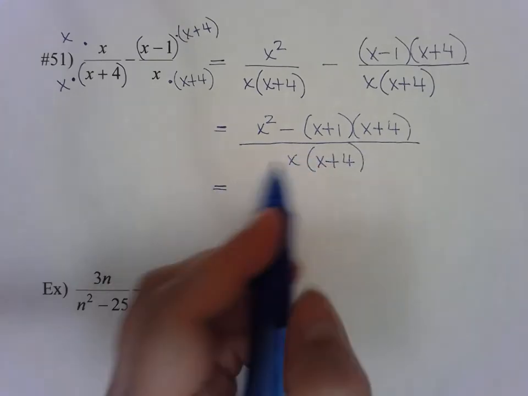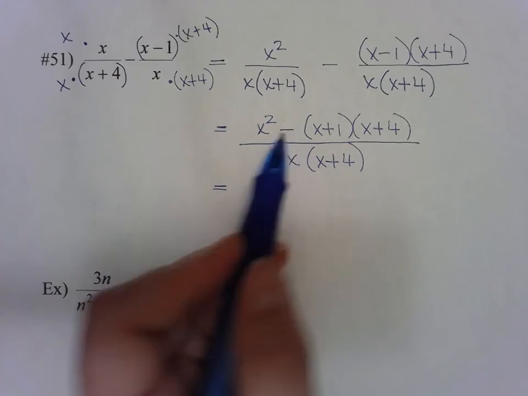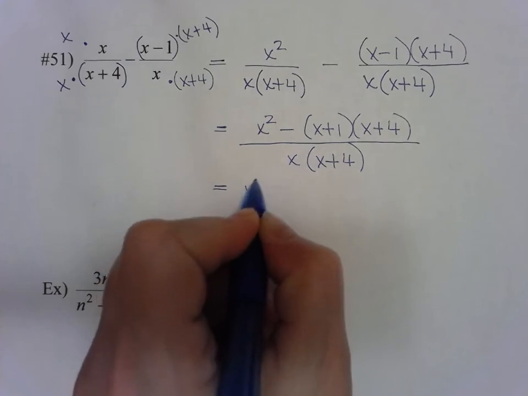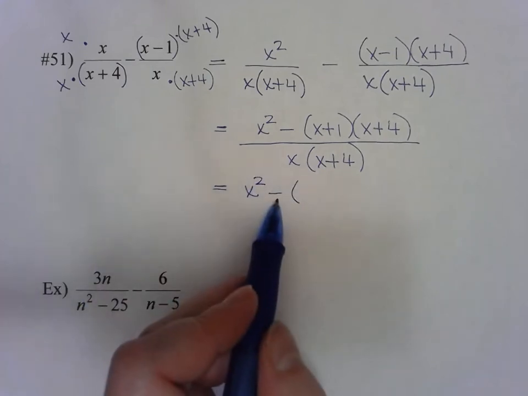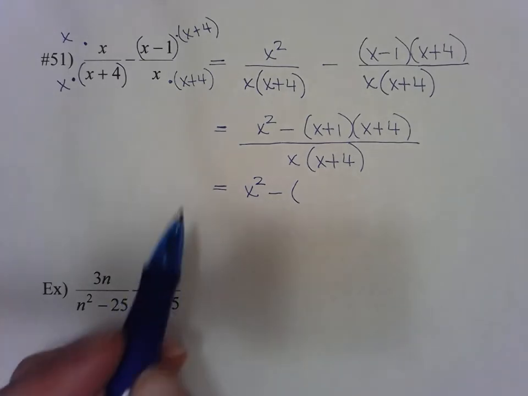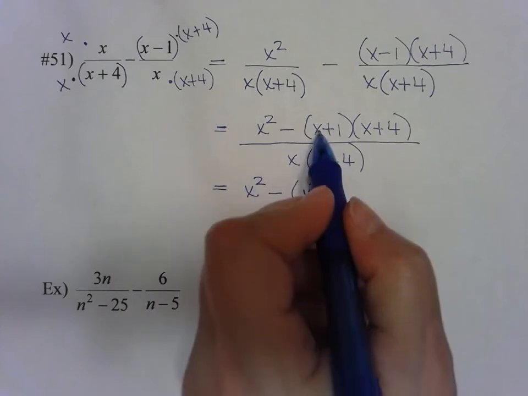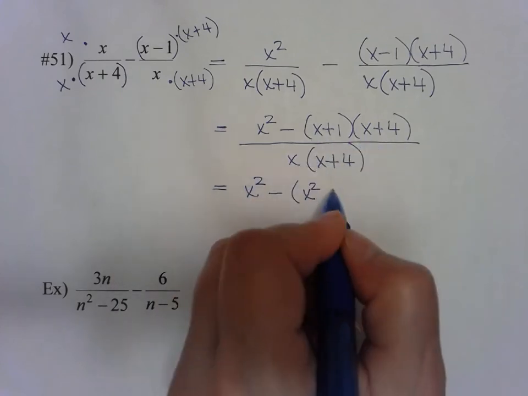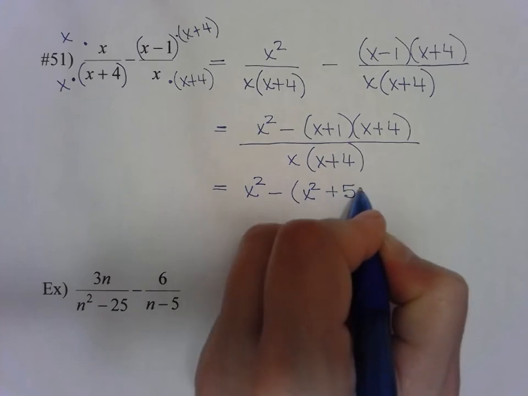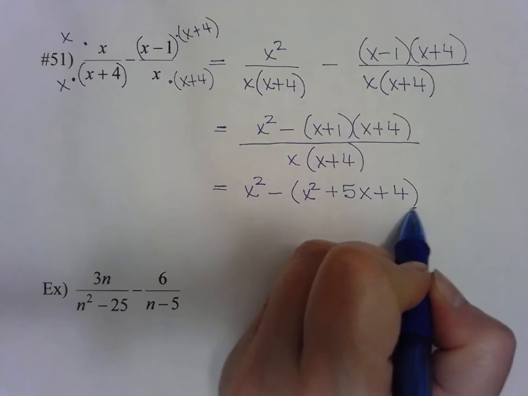Okay, now don't be tempted to strike things out here. We have to do the subtraction first before we can reduce. So I'll have x squared. I'm going to keep this in parentheses so that I can do the negative last. If I FOIL this, it'll have x squared. On the outside, I'll have plus 4x. On the inside, I'll have plus 1x. So that's 5x altogether. And then plus 4.